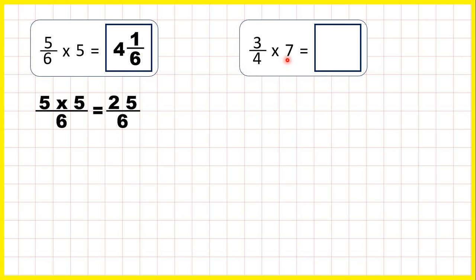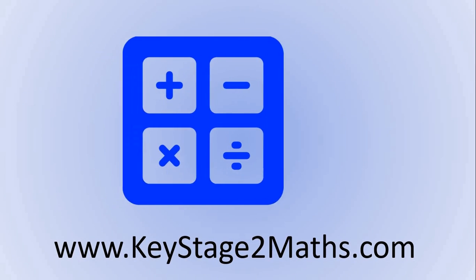Now 3/4 times 7, so we're going to multiply this 3 by 7, and the denominator is going to stay the same. 3 times 7 is 21, the denominator is 4, and we can change that back into a mixed number by dividing. So 21 divided by 4 is 5, remainder 1, the denominator stays the same, so our answer is 5 1/4.